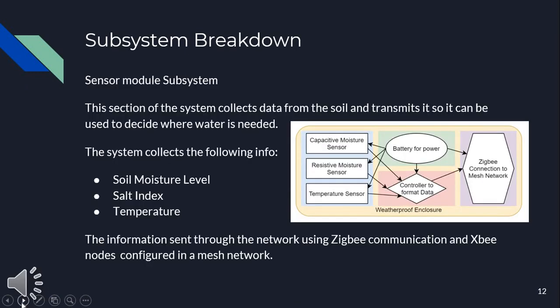The sensor module subsystem is designed to collect data from the soil and transmit it so it can be used to decide where water is needed. The module is designed to collect the moisture levels of the soil, the salt index of the soil, and the temperature of the soil.